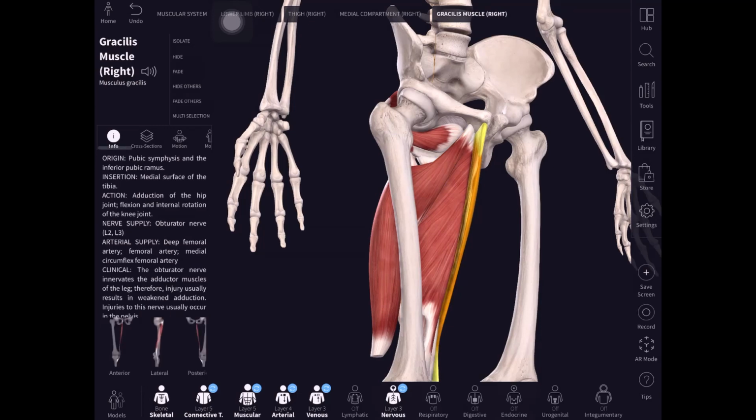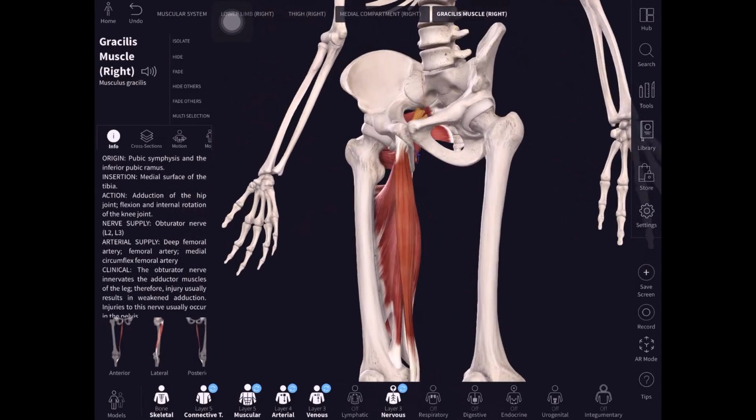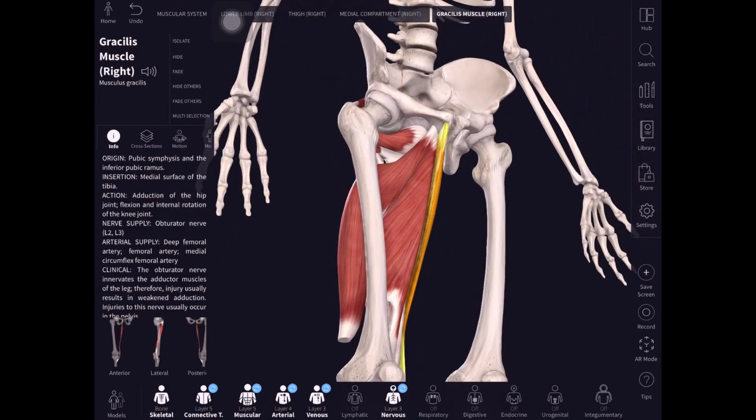Then this muscle, the long, slender, tiny muscle, see here, this long, slender, tiny muscle.